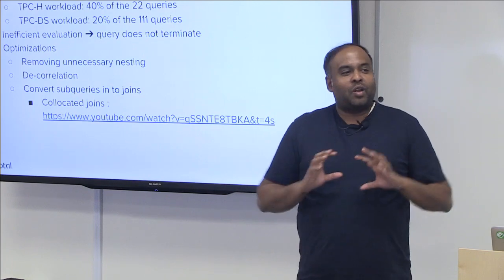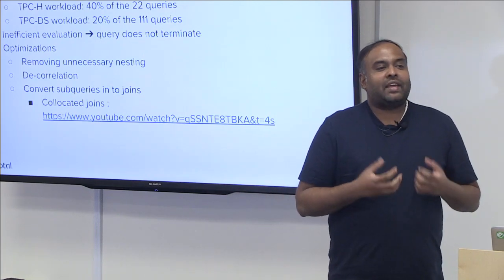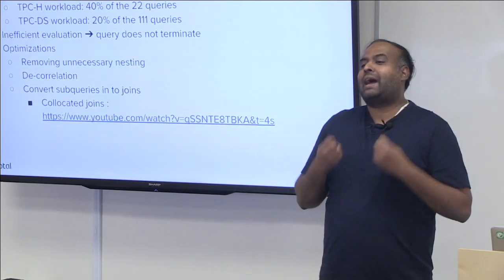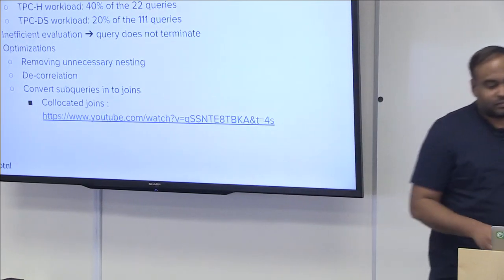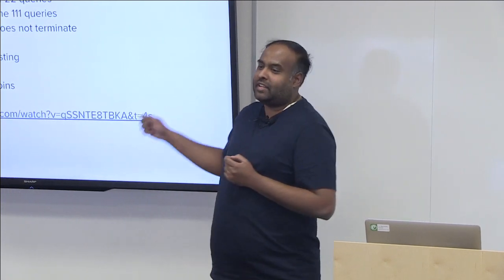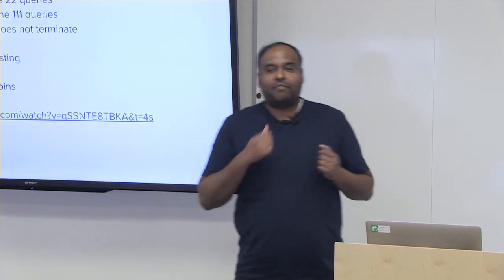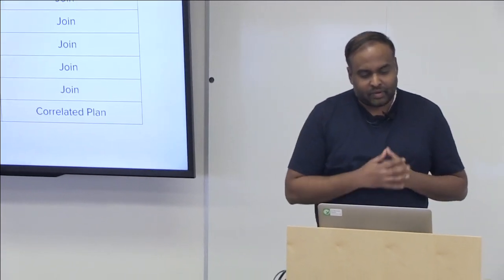So we want to decorrelate them and make them into joins to take the benefit of parallelizing joins and localizing the join operation. There is a talk by me about how to pick the data distribution so that your joins benefit. There's a link here, and we can post it later on the stream for you to refer to.